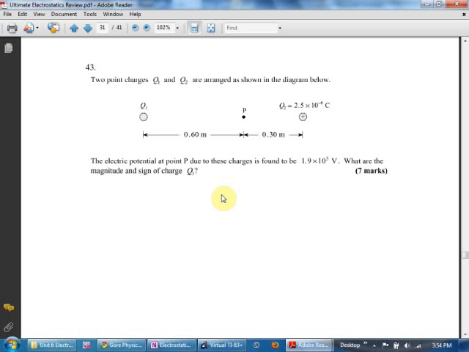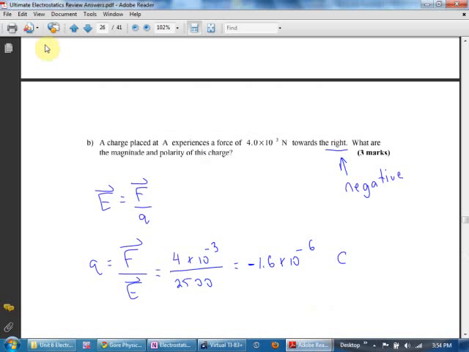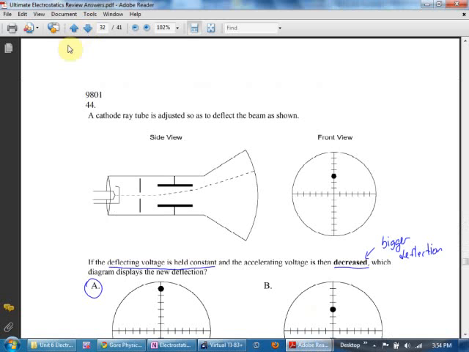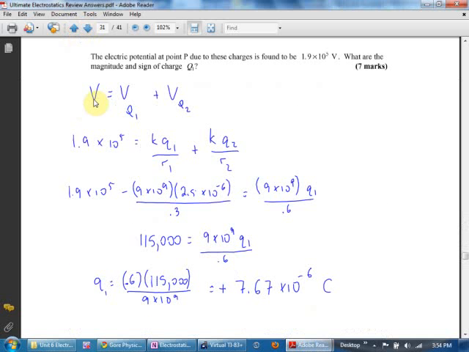How did I do that one? I said the total voltage is the voltage from charge 1 and the voltage from charge 2. They told me the total voltage was 1.9 times 10 to the 5th. And I said, mystery charge 1, I don't know, I'll minus this over to this side. So I went 1.9 times 10 to the 5th minus 9 times 10 to the 9th, 2.5 times 10 to the negative 6 divided by its distance equals, and I even stuck those numbers in. I got 115,000, nice round number, and I said, oh, times by 0.6, divide by 9 times 10 to the 9th, and I'll get a lovely 7.67 times 10 to the negative 6.